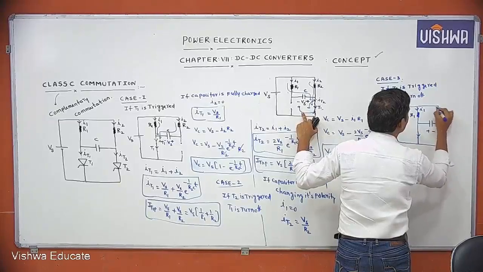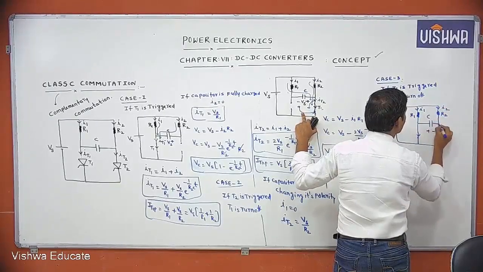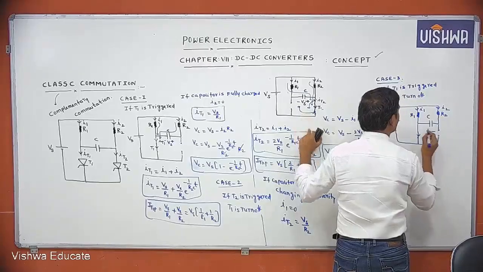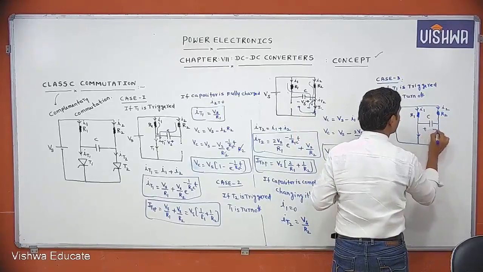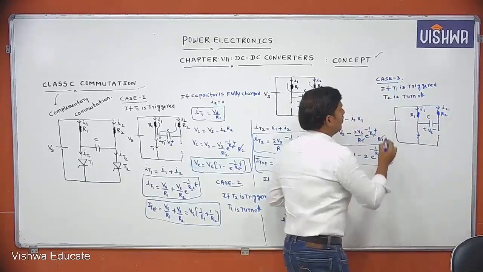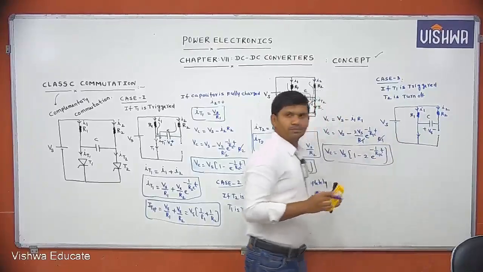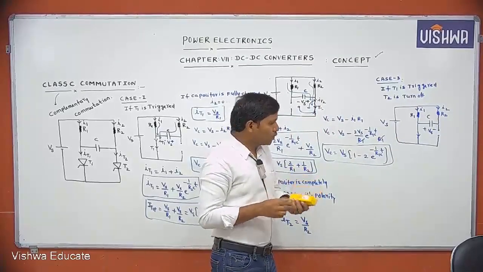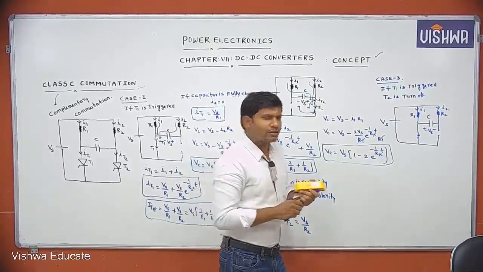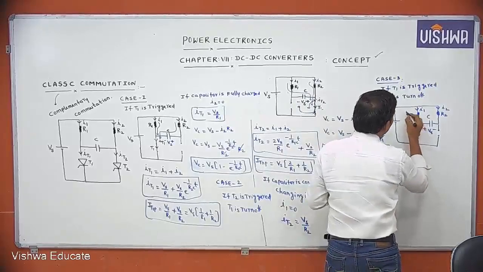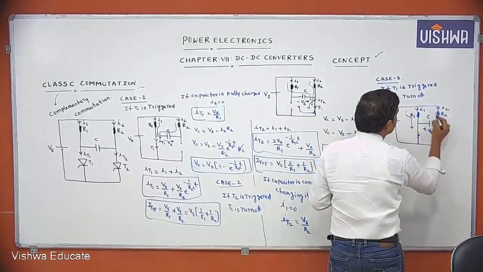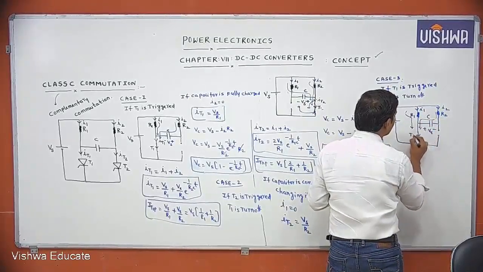This is R2. This is I2. This capacity. T2 is turned off. Now again there are two currents through the T1 thyristor. One is the I1 current, another one is the I2 current.